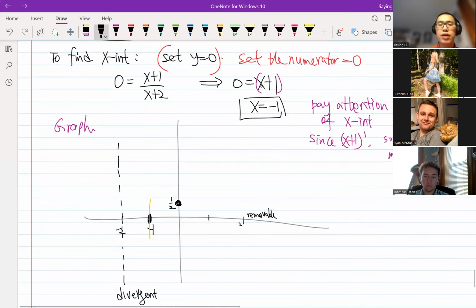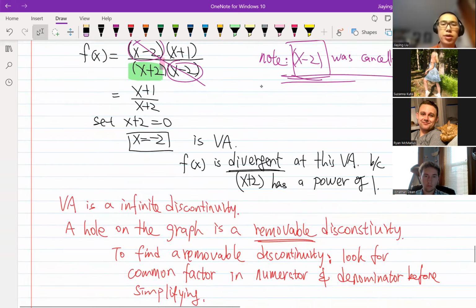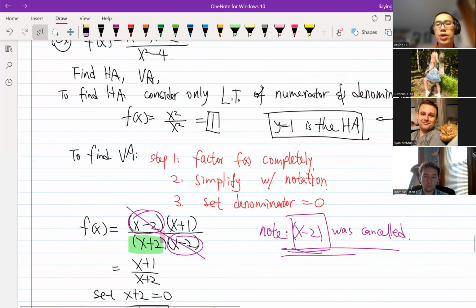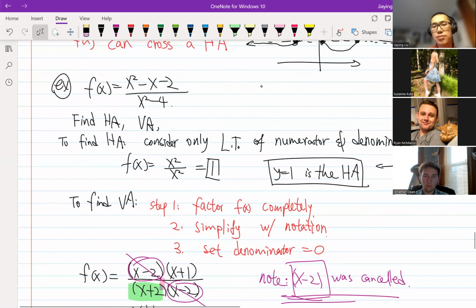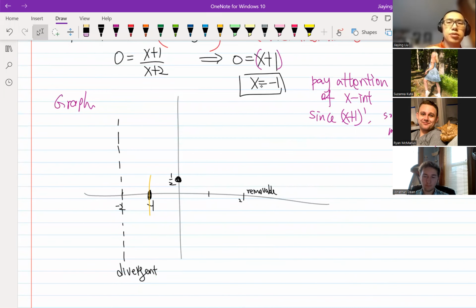So that's a vertical asymptote. We found out that it's divergent because of the power of x plus 2, which is 1. And now we have one more thing, which is a horizontal asymptote, which is y equals 1. So that's going to be a horizontal dotted line at 1. Some people just draw the dotted line at the end. Some people draw it all across. It doesn't matter. Just keep in mind that horizontal asymptote.